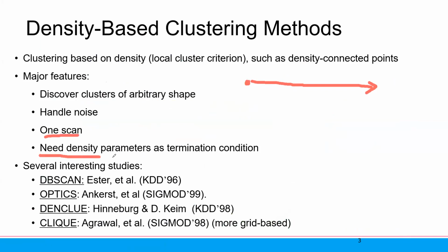And then we need to have some parameters. We call them the density parameters. They are to terminate the condition, so we call this the termination condition. There are some studies. DBSCAN is the earliest. There are some other studies like OPTICS, then CLUE, CLIQUE. So we will check what is meant by CLIQUE in the grid-based method.